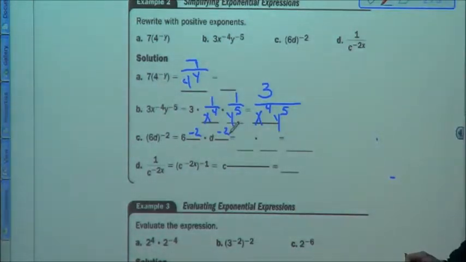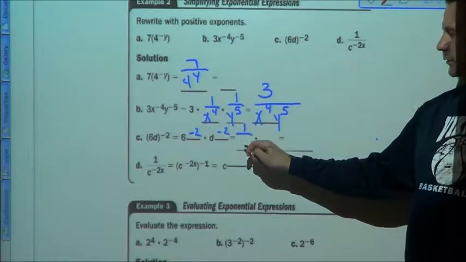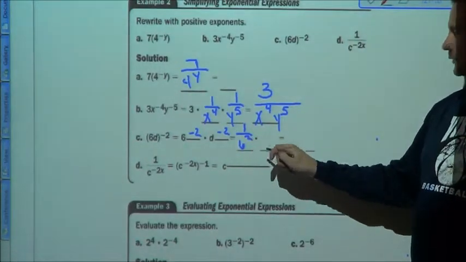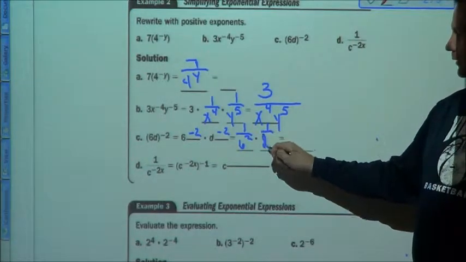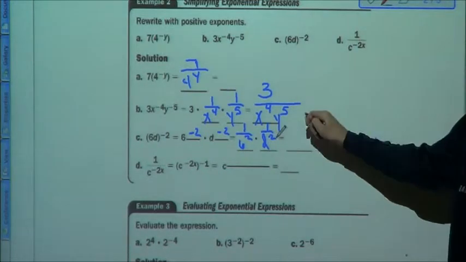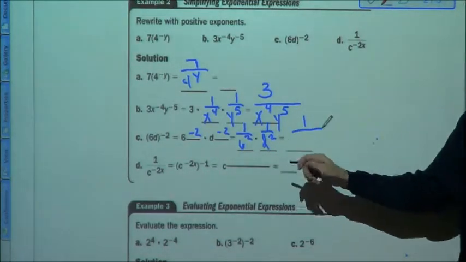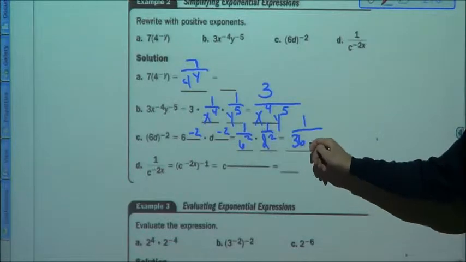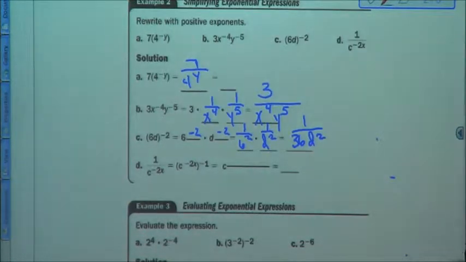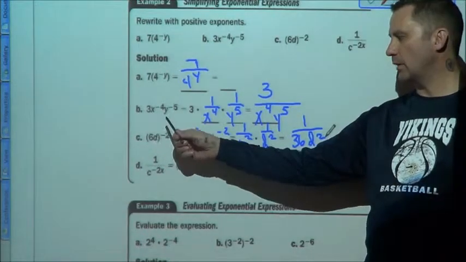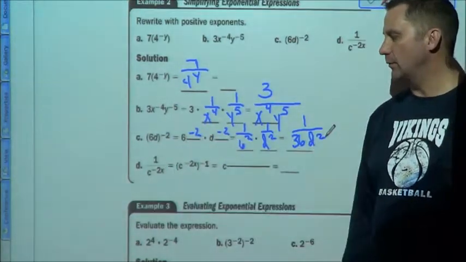Okay, now those both have negative exponents, so they're both going to go down. So it'll be 1 over 6 to the positive 2, and 1 over d to the positive 2, which is going to be 1 over 6 times 6, which is 36, and then d to the 2nd power. Okay, so if it's inside parentheses with an exponent on the outside, everything in there is going to be to that exponent.